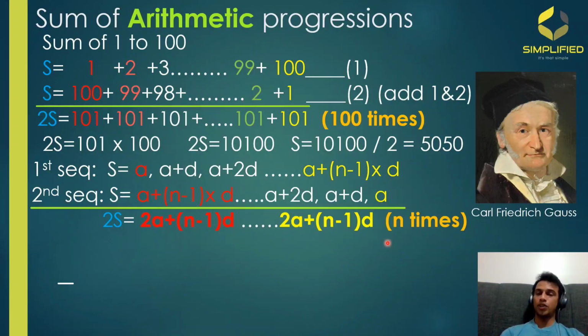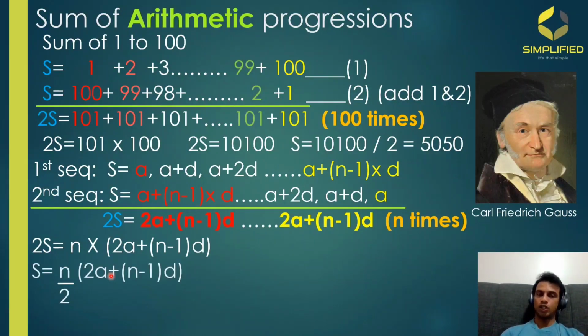So we already got the equation. Now we need to find the multiplication of 2a plus n minus 1 into d by n, because it is repeating n times. So n into 2a plus n minus 1 into d. So in a simple way we can represent it as 2s is equal to n into 2a plus n minus 1 into d. If you want to find s, just take this 2 to the right hand side, which means you'll be getting s is equal to n by 2 into 2a plus n minus 1 into d. This is how we have found the equation for the sum of arithmetic progressions, and we are going to use it throughout this chapter.